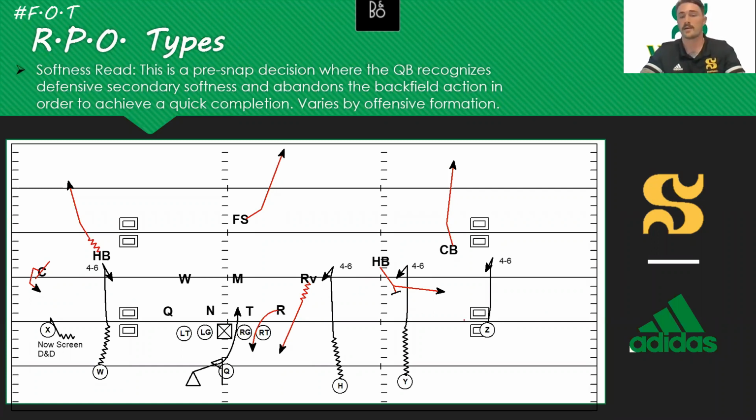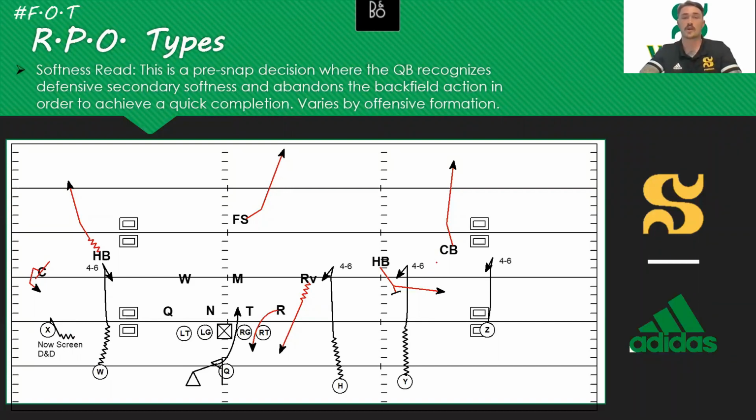I know that Jacques at times did a lot of now screens as well, and based off down and distance, you get in a situation where it's second and short, and for some reason your cornerback is playing really soft right here. Hey, I'm going to throw the ball out to this now screen, and he's going to catch the ball, and he's going to get yards quickly fast.